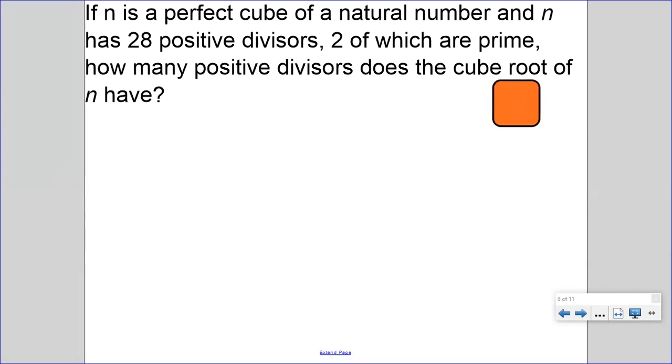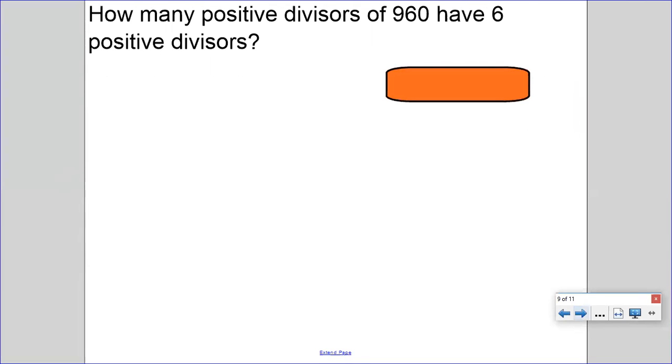If I can move the box over, there we go. Okay. So how many positive divisors of 960 have 6 positive divisors? Take a second and think about this one. All right, what did we get? What do we think? What are we feeling?